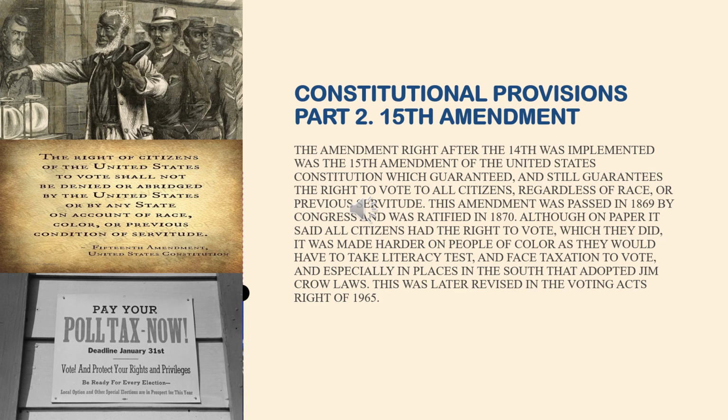Although on paper it said all citizens had the right to vote, which they did, it was made harder on people of color as they would have to take literacy tests and face taxation or poll taxes to vote. Especially this was prominent in places such as the South and the southern eastern states, as I had mentioned before, that had adopted Jim Crow laws. This amendment, though, was later reinforced by the Voting Rights Act of 1965 by President Lyndon B. Johnson.